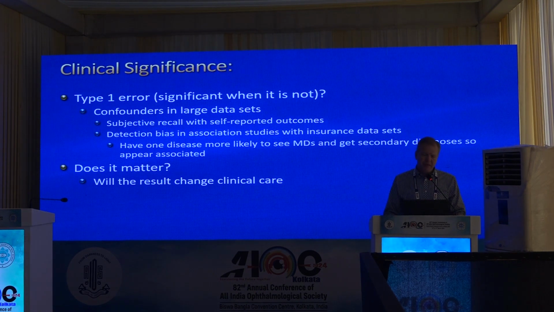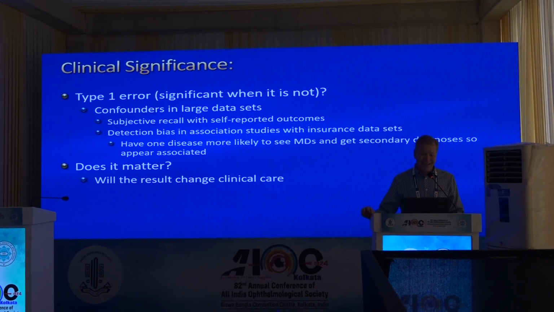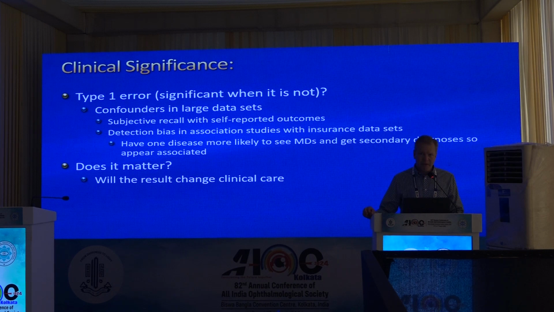And there's a couple things that we talk about in statistics. One is a type 1 error. And what that means is that it's significant when it's not. So that can happen when you have a confounder in a large data set, for example, let's say you're looking at the association of diabetes with glaucoma, and you think the significance is high, but then you look at that group and there's hypertension in that group, and you didn't control for that large confounder. So the type 1 error can happen, and it really makes a difference if that is going to change care.